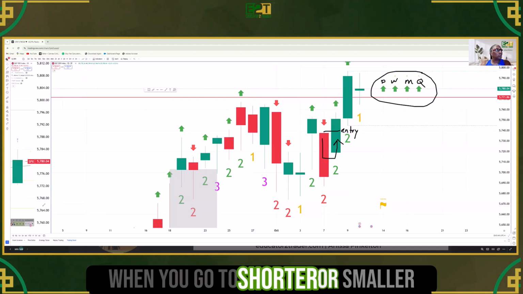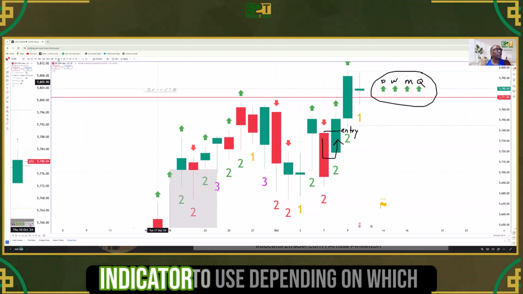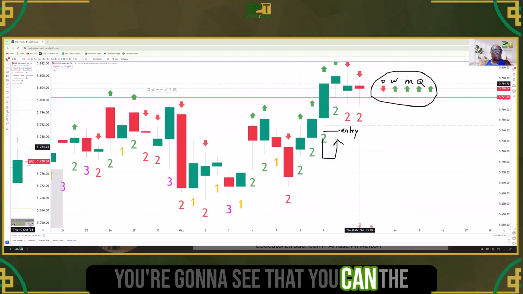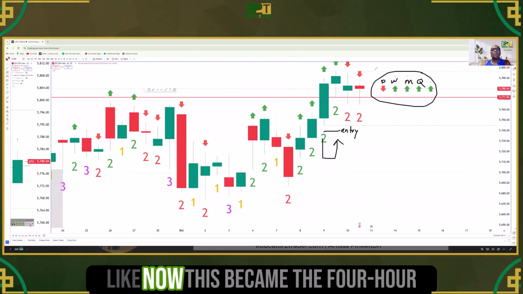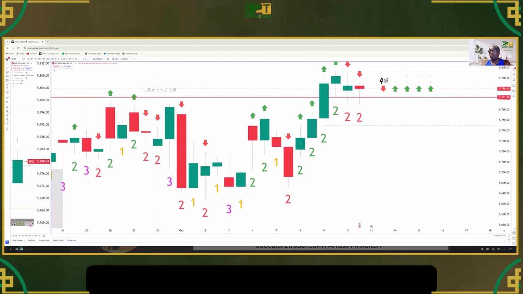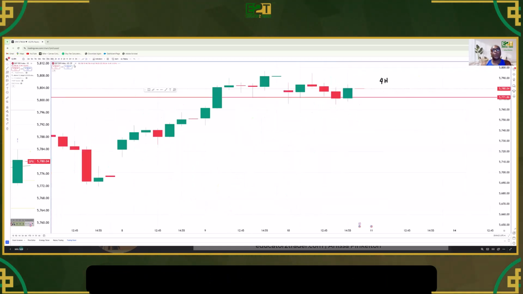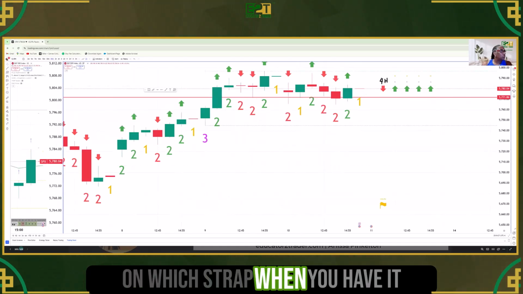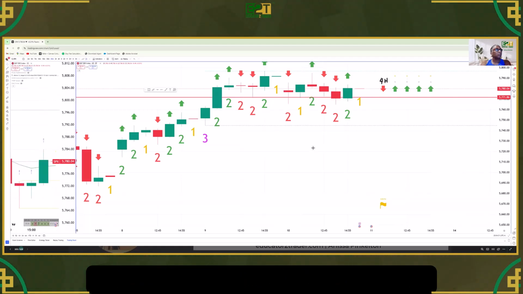And when you go to shorter or smaller time frames, depending on which indicator, we can talk about which indicator to use. Depending on which indicator you have, then you're going to see that the time frame gives you some more time frames. Like now this became the 4-hour. Says, okay, on the 4-hour time frame, we're red. Then you want to go, if you're going to the 1 hour, this one may not show. Some of the, depending on which strat one you have, it goes lower in time frames.